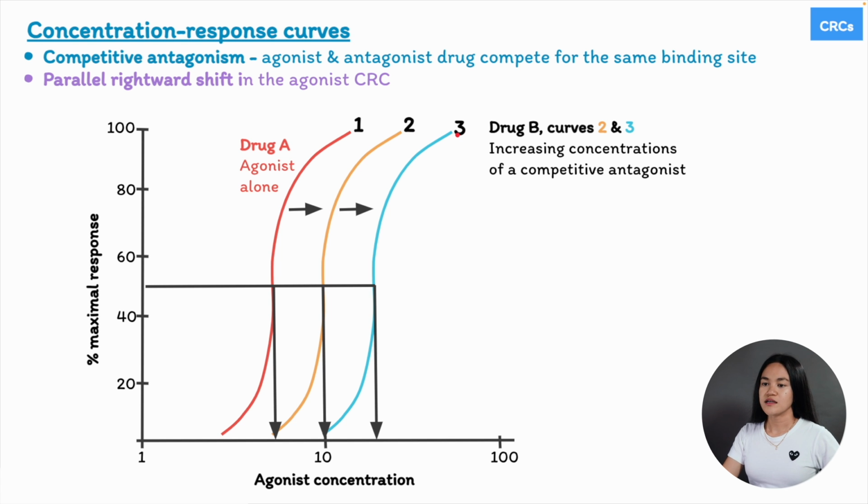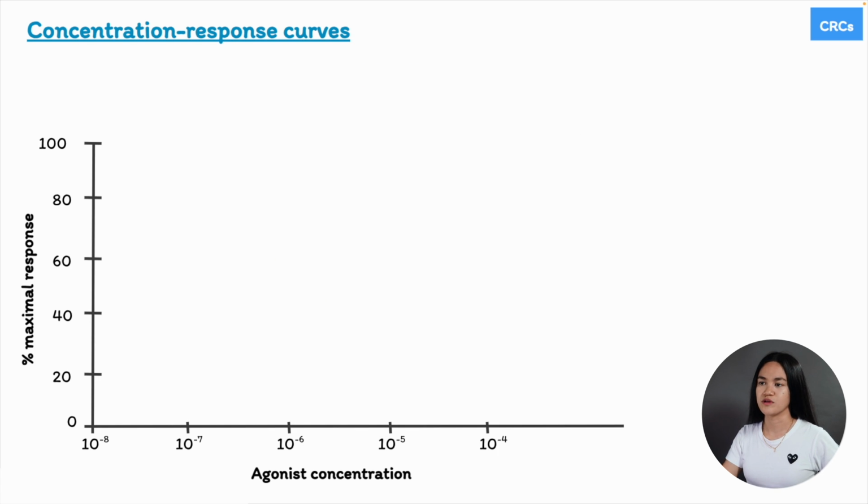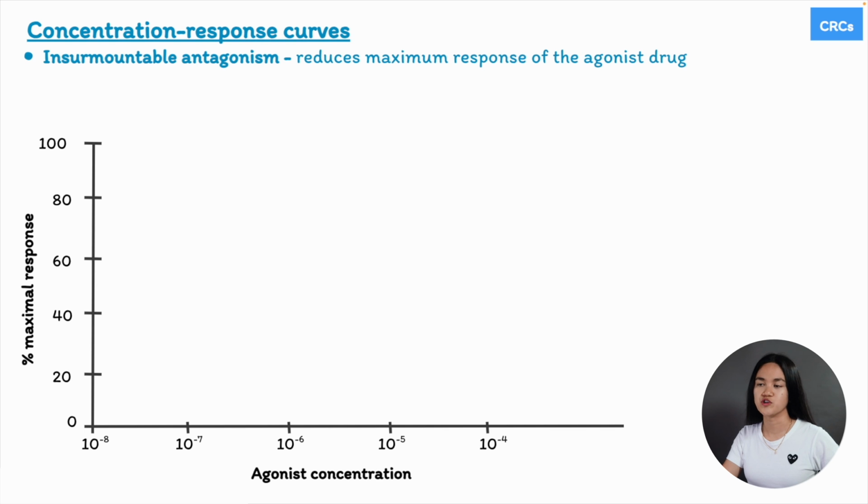Okay? Now let's explore the other type of receptor antagonism we mentioned earlier, insurmountable antagonism, which is sometimes referred to as irreversible antagonism. The key distinction of insurmountable antagonism is that it reduces the maximum response of the agonist drug. Unlike with surmountable antagonism, you can't overcome the effects of an insurmountable antagonist simply by increasing the concentration of the agonist drug.